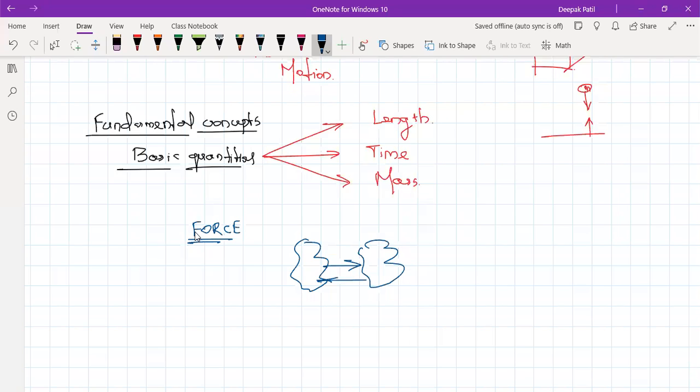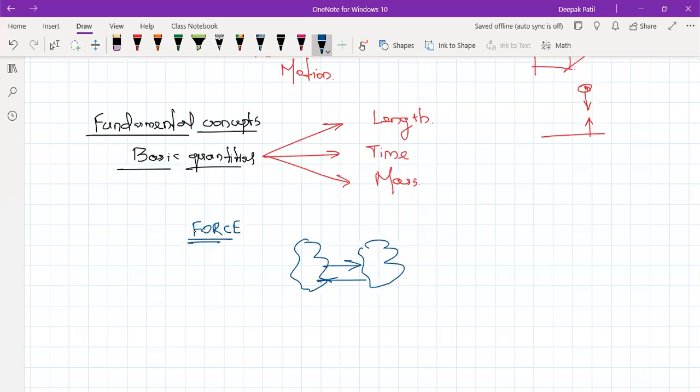Now I want to ask you one question here. I told that the interaction can occur with direct contact, such as a person pulling a wall, or through a distance when the bodies are physically separated. Can anybody give me an example for the second one, when there is no physical contact between the bodies? Gravitational force, sir. Yes, perfect. Magnetic force. Yes, magnetic force. Which could be another one?